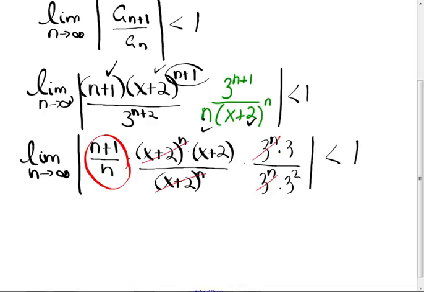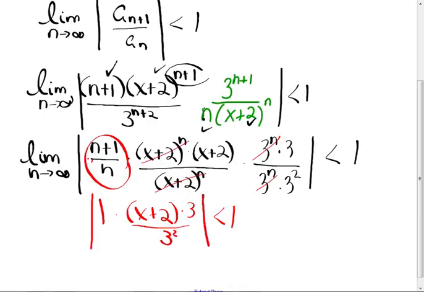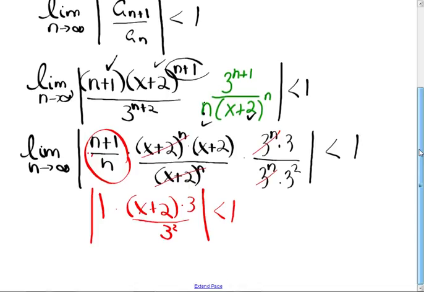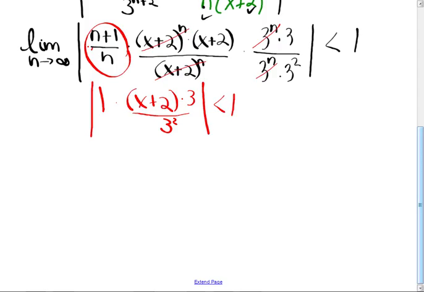These cancel out. And then I still have n plus 1 over n, but I can find that limit. That's 1. And I'm still left with an x plus 2. I'm still left with a 3 over 3 squared, which I should have reduced. But anyway, and I have this in absolute value. Okay. And so let's see. I'm going to get the absolute value of x plus 2 over 3 is less than 1. I'm not done with that yet. What do I have to do with the 3?